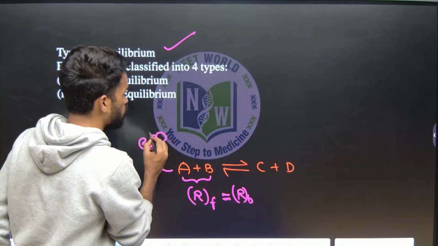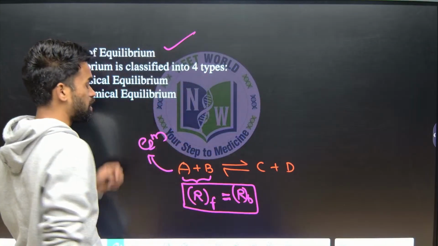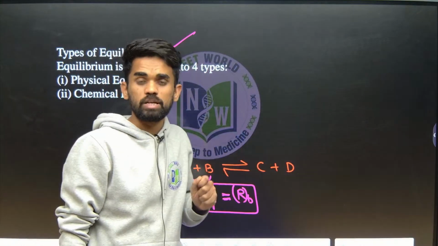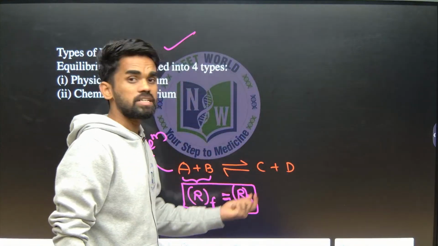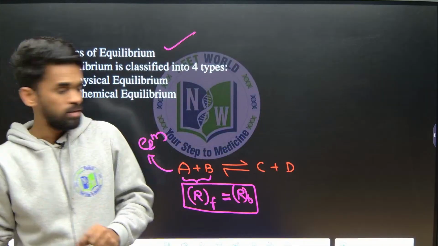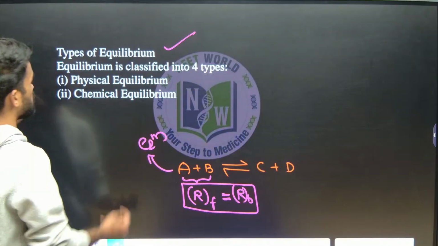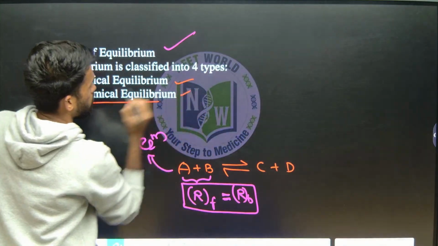So at equilibrium what happens, rate of forward reaction and rate of backward reaction are equal. I am not saying concentration of reactants and concentration of products are equal. I am saying what, rate of forward reaction and rate of backward reaction are equal. Hope this statement is clear, right? Now see, this equilibrium is of 2 types. One is physical equilibrium and another one is chemical equilibrium.